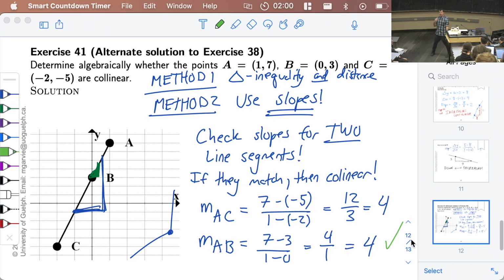So that's another way to do the same problem. You can either do it by distance or by slope. If you take a linear algebra class, you will learn yet another way to do it. Turns out lines are important in math. Any questions or comments?